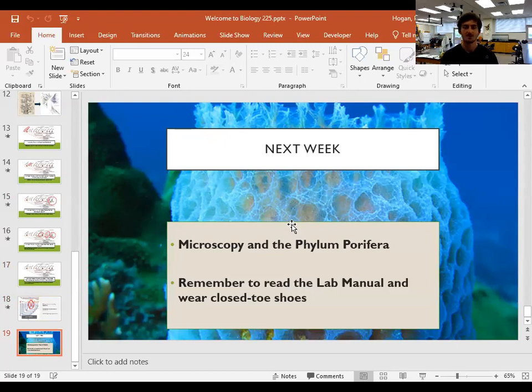So next week, be sure to wear your mask. Always have it with you, and wear closed-toed shoes.